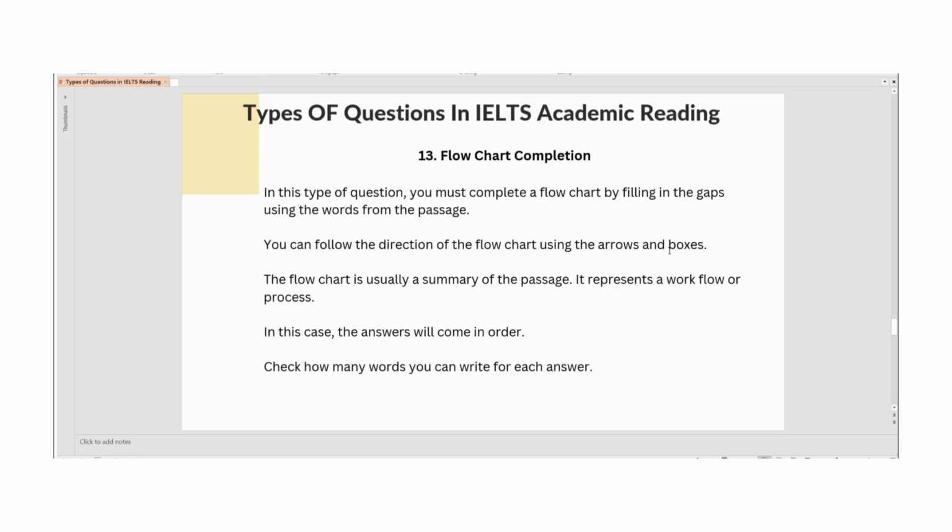Sometimes the reading passage describes a process, such as a manufacturing process of a product, or a discussion, or a lecture, anything you can think of that can be converted into a flow chart. So it is usually a summary of your passage. It represents a workflow process. In this case, the answers will come in order, and check how many words you can write for each answer.